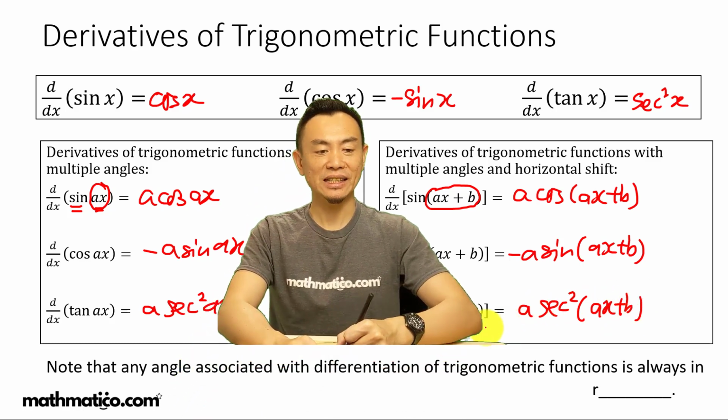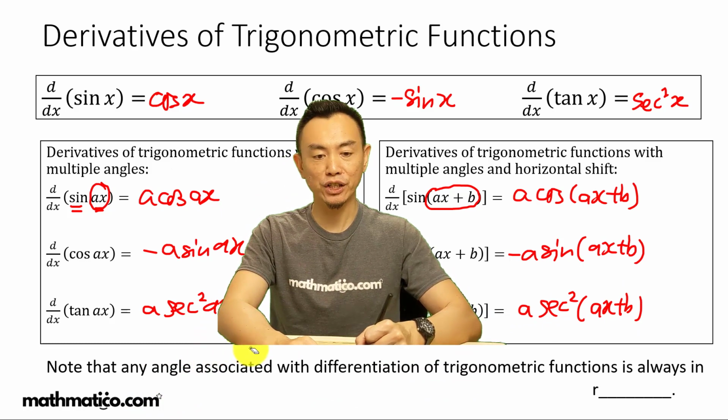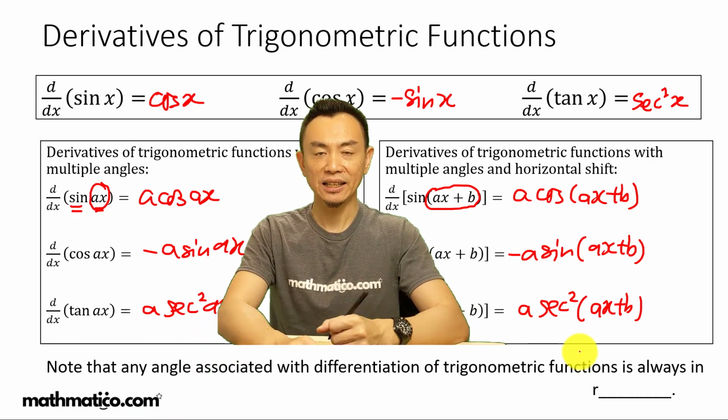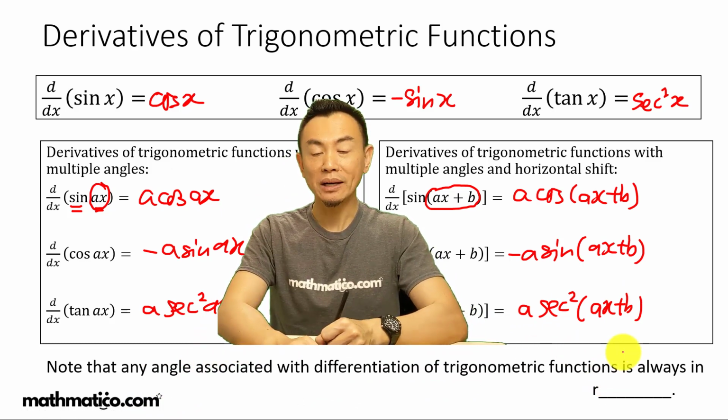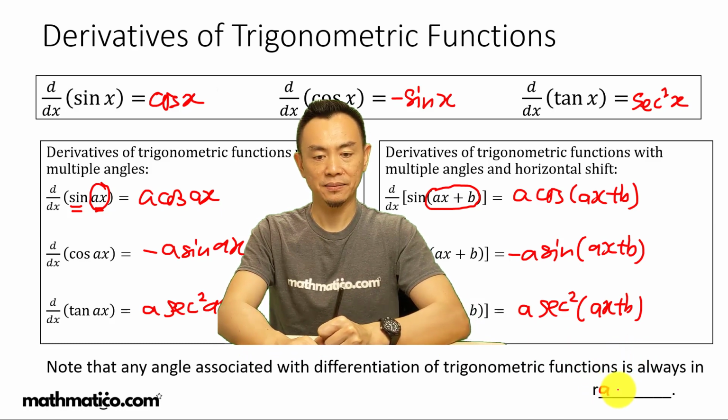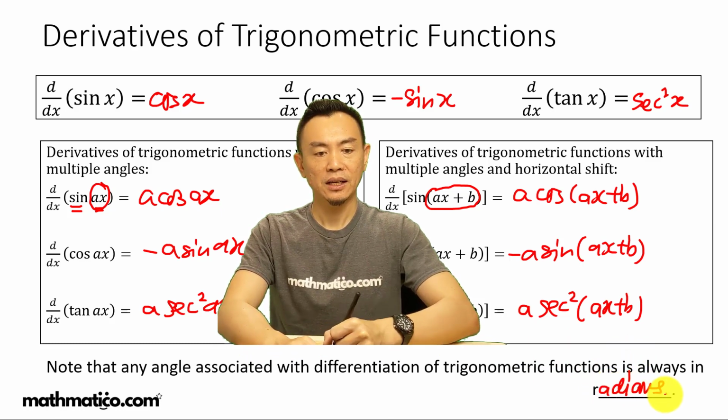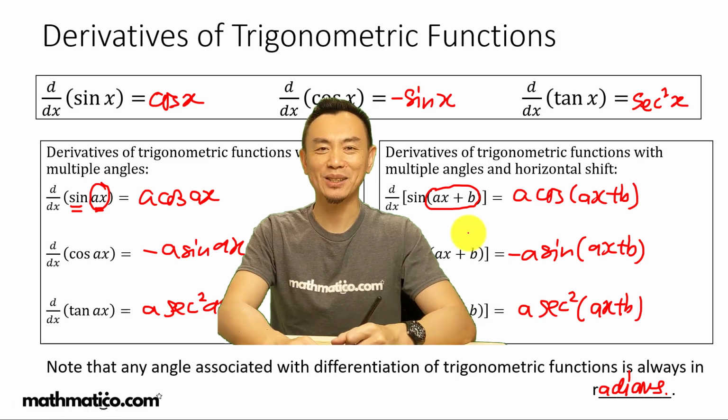Something to take note of is that any angle associated with differentiation of trigonometric functions, and later in integration as well, is always in radians. So differentiation and angles in degrees do not mix. You always get angles in radians.